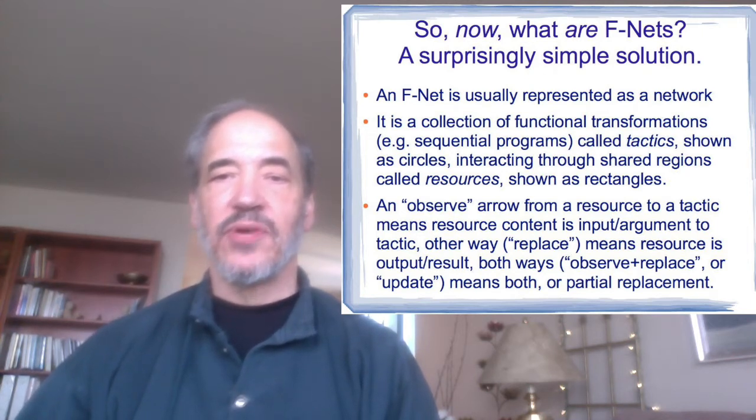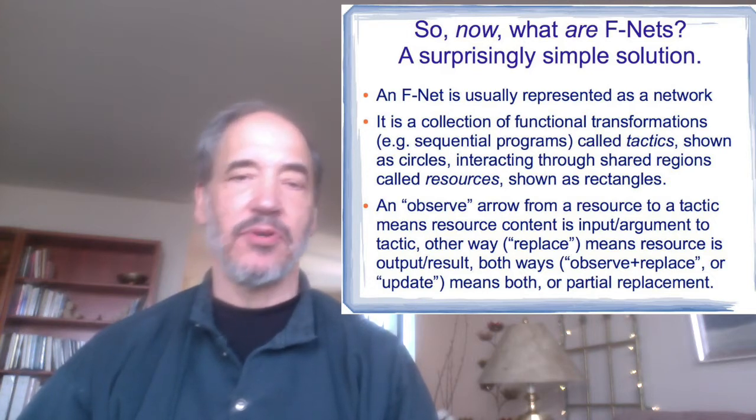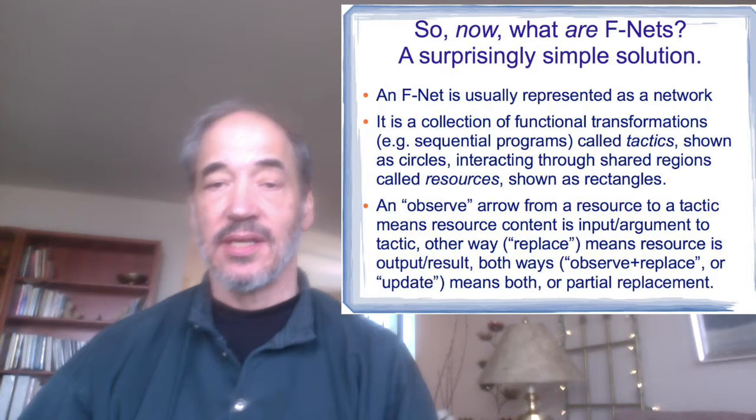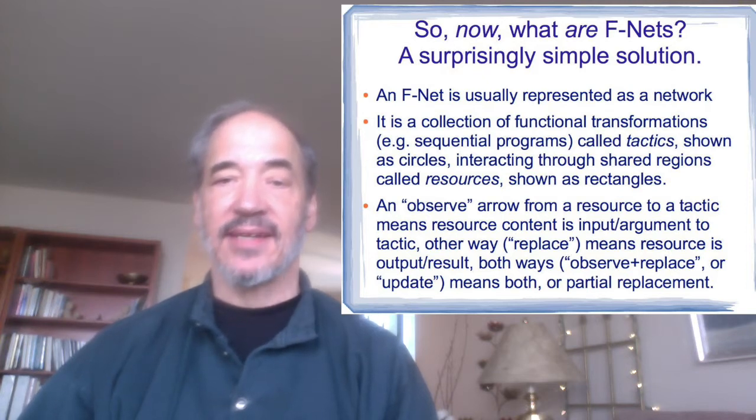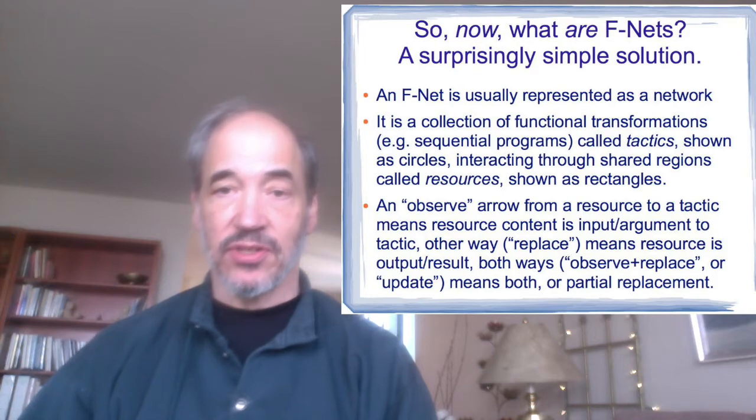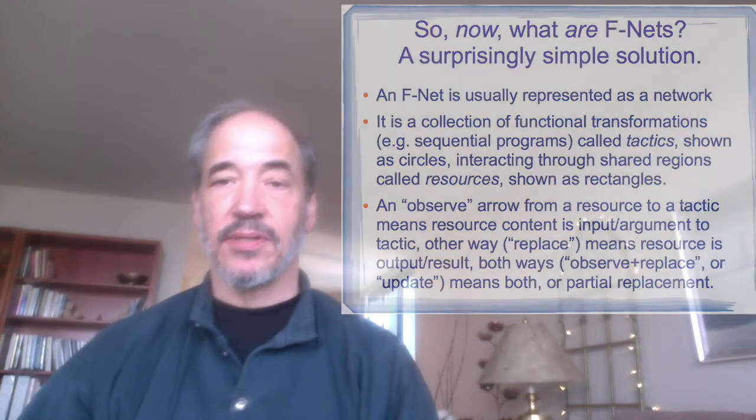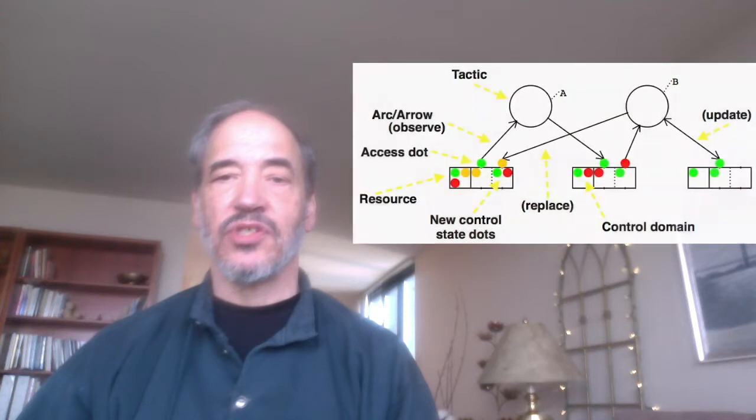We will call these transformations tactics. So you can think of them as programs, you can think of them as subroutines, you can think of them as functions. I don't care, but we'll call them tactics. All that's required is that they're deterministic, that is functional, from their inputs to their outputs. And they're shown as circles, which interact through shared regions, which we'll call resources, and those are shown as rectangles. And then arrows connect the circles and the rectangles.